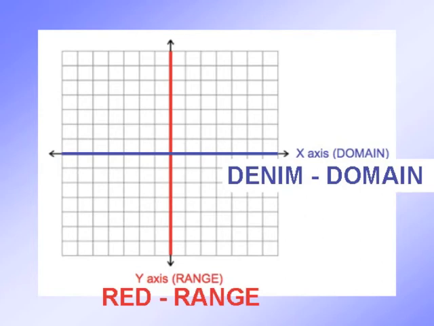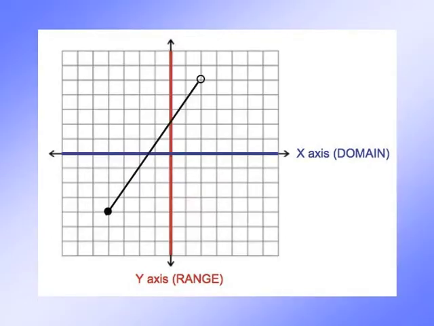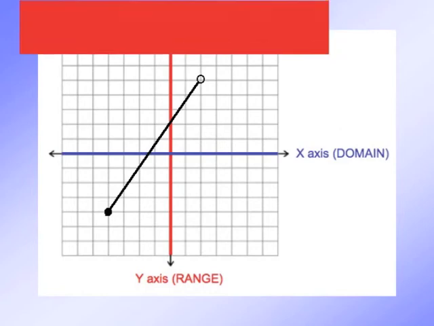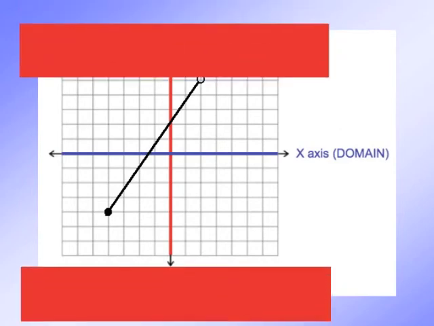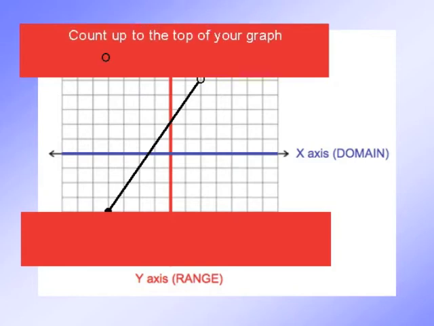To find the range of a graph, we're going to focus on the y-axis, which will be the red axis. So we'll take our two red cards and put them at the top half of the graph and on the bottom part of the graph. Then we're going to count up to the top of our graph.